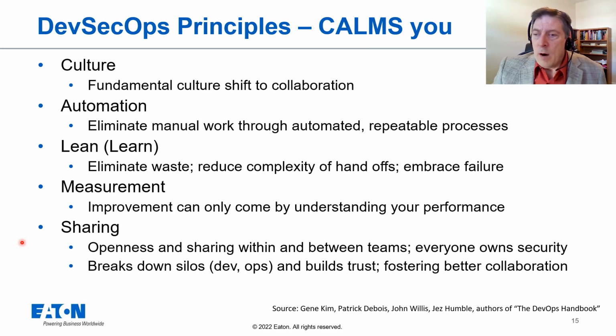So in the DevSecOps handbook, they talk about the CALMS principle. They call it CALMS. So if you look at it, the benefits of DevSecOps is, again, that culture shift. You're working from individual silos to collaboration. You're automating. So you're eliminating the work that you've done manually, invoking tools through automated processes that are not automated but repeatable and give you consistent results.